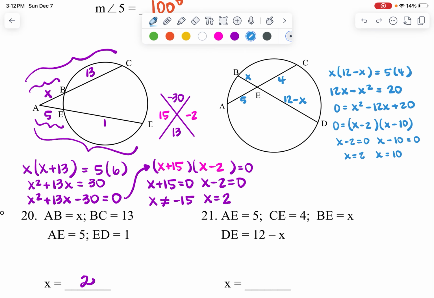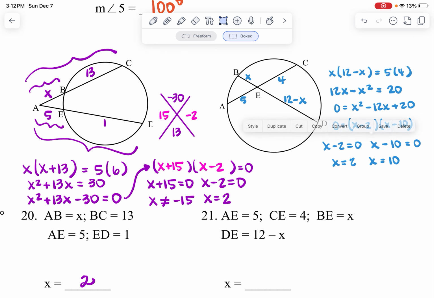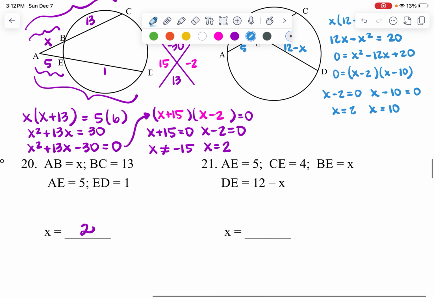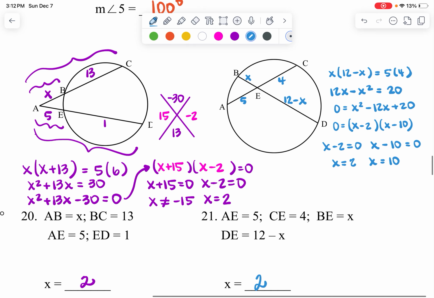BE, which is x, right? They told me that very specifically in the problem, that BE is the shortest of the two chord pieces. So I'm actually going to just write x equals 2 because x is the shortest piece of the chord. So I wouldn't actually want to use the answer of x equals 10 because that would give me a longer chord than the other side. Okay, so if you want to put both answers, you can, but according to the diagram that I was given, the diagram is showing me that BE is the shorter chord.